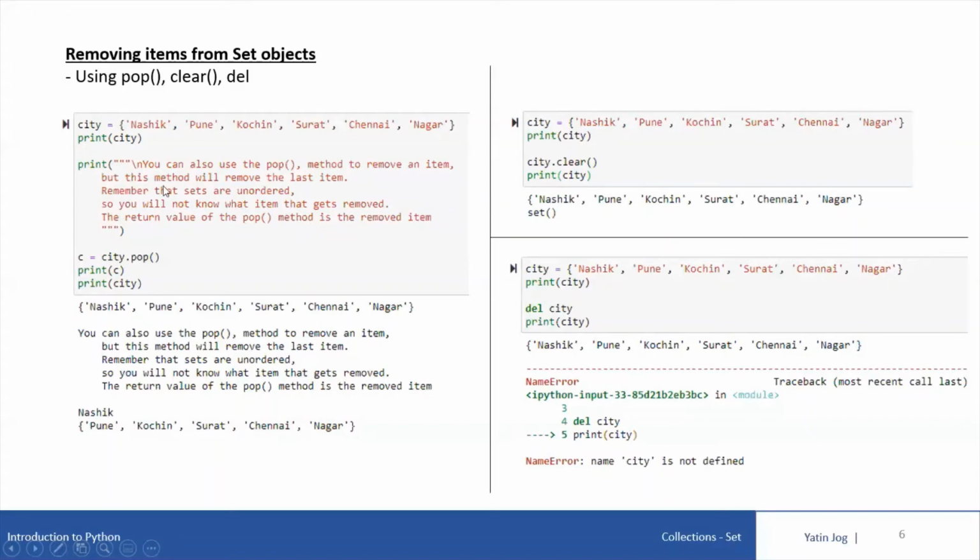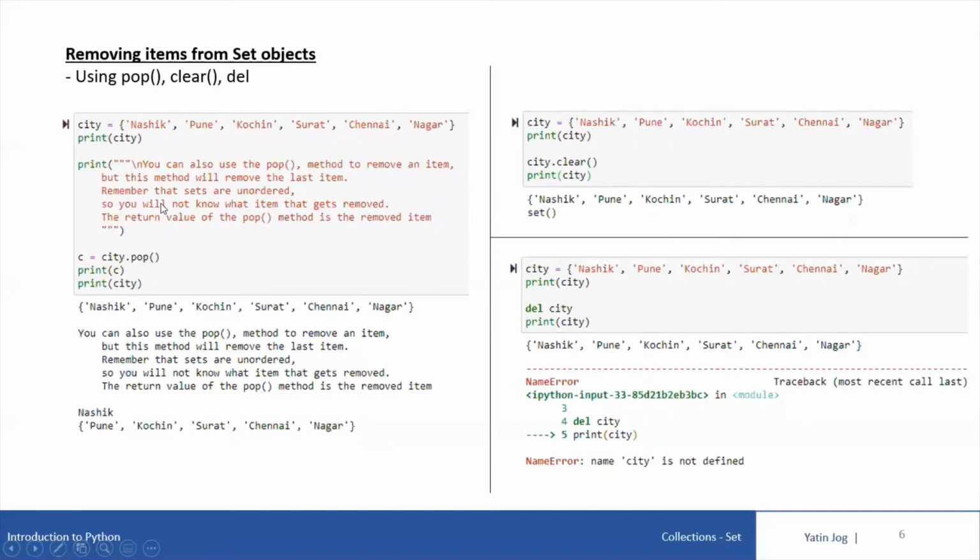Because as we have seen, if I'm declaring these 6 cities in this order, the interpreter may store the city names in different order also. So I don't know which will be the last element. So whatever will be the last element as per the interpreter will be removed.